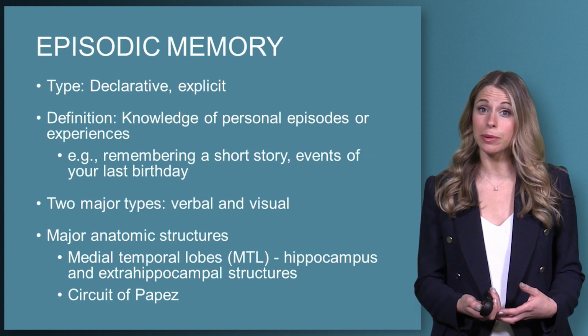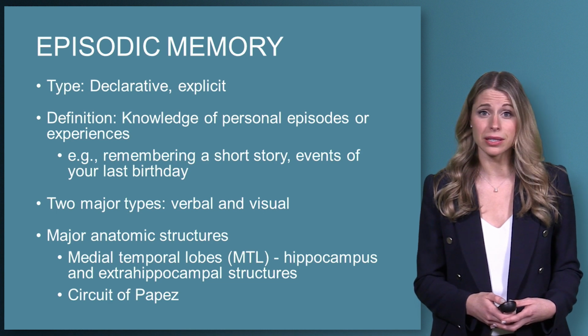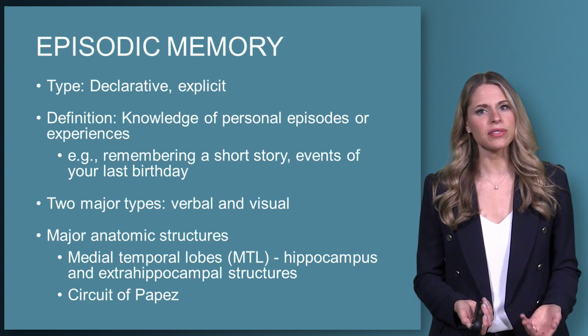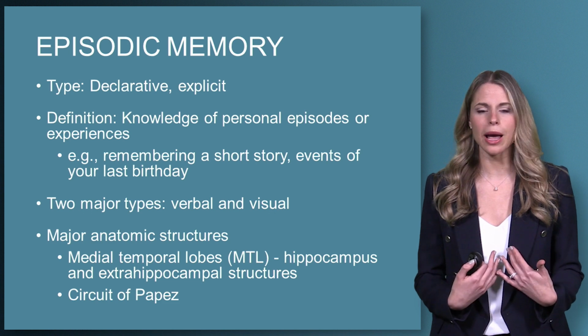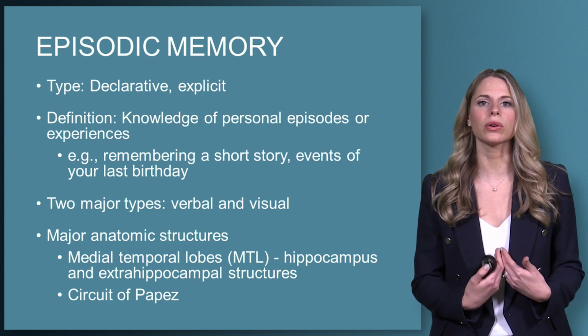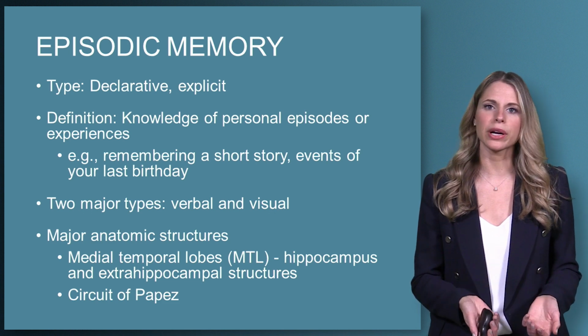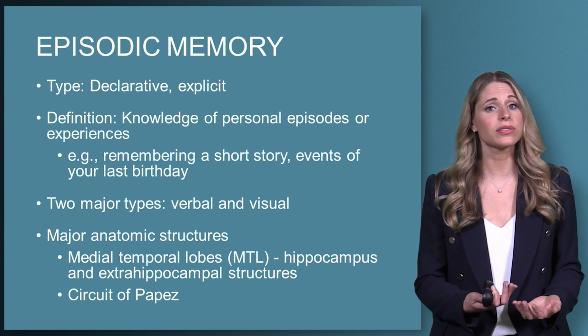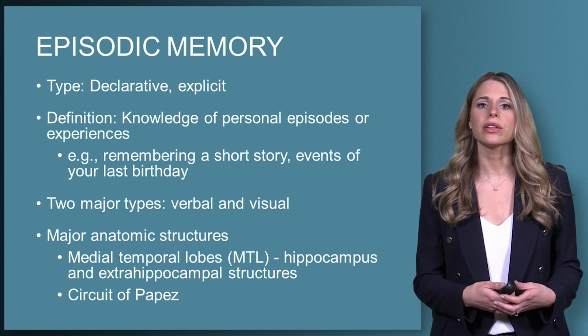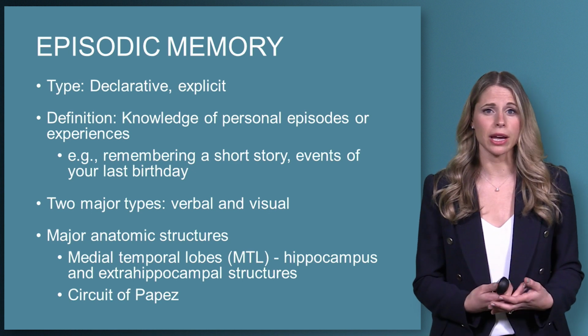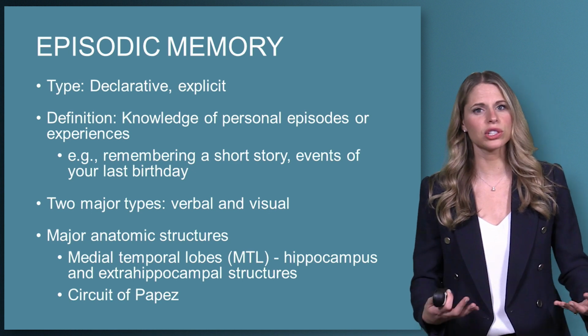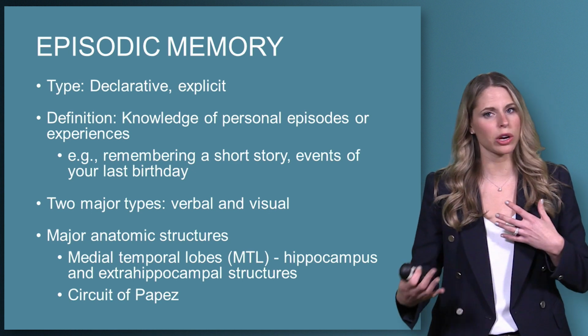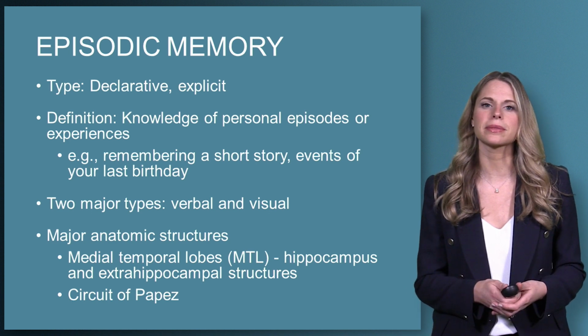What is episodic memory? Episodic memory is a type of declarative or explicit memory. And the real definition is the knowledge of personal episodes or experiences, so things about your own life. For instance, remembering a short story that you heard or the events of your last birthday. There's two major types. There's the verbal type of episodic memory, and then there's visual types of episodic memory, such as where you placed your keys around the house, for instance.